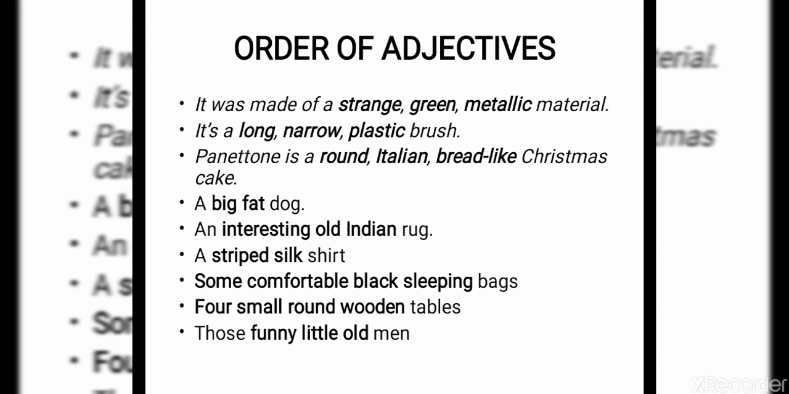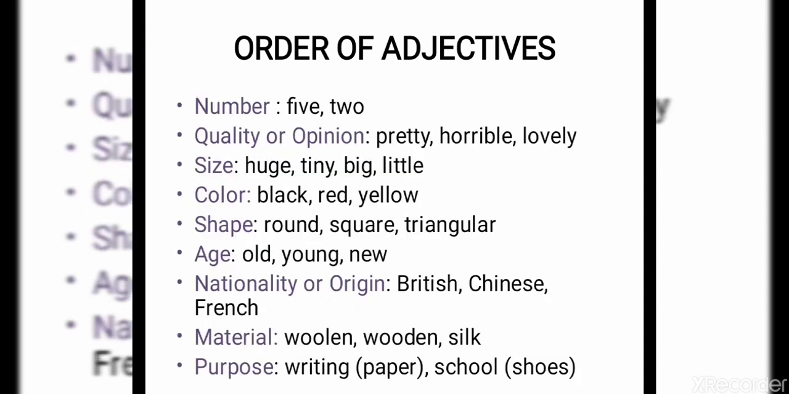The highlighted parts are adjectives which we are using to describe the nouns in that particular sentence. As you can see, we use 3 or 4 or more adjectives to describe our nouns. It must follow an order. So dear students, this is the correct order of adjectives.